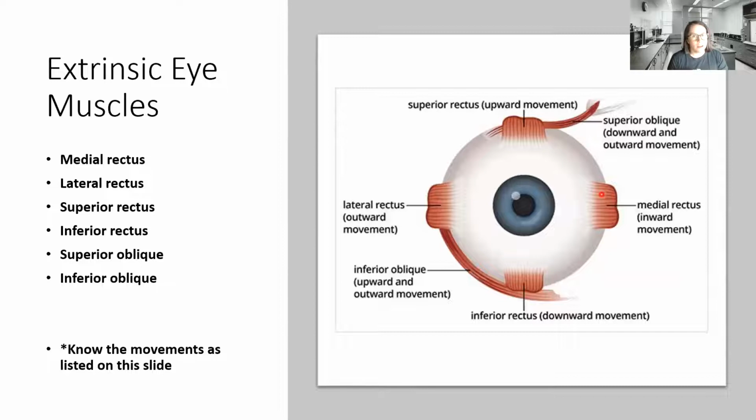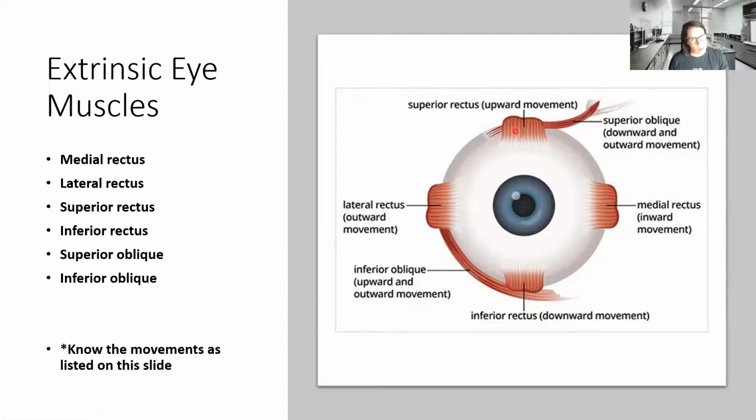With our extrinsic eye muscles, they're pretty straightforward in terms of recognition. If we think about some of our old terminology, rectus means straight. So the rectus muscles are the ones that form sort of a cross: top, bottom, out, and in. And then we have two oblique muscles. They run on the top and bottom of the eye like this. In fact, they're important for rolling the eyeball. So we have an inferior rectus and a superior rectus.